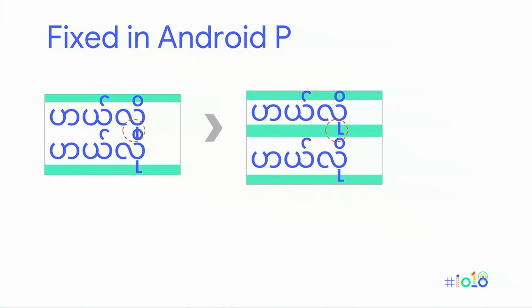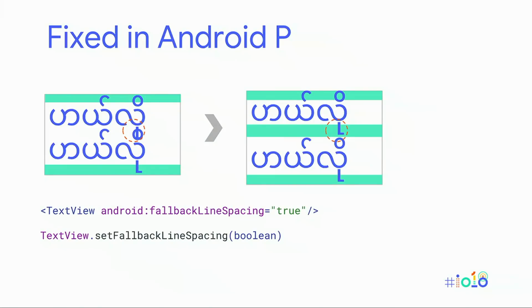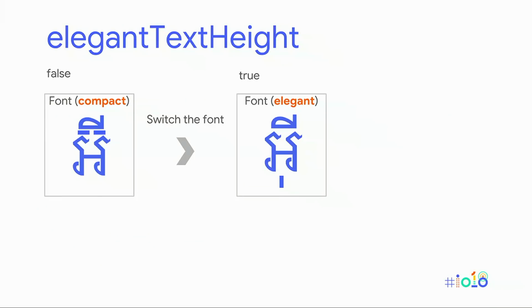On Android P, we fixed this issue. Now, if the system identifies that the lines of text will overlap, it will put extra spacing between the lines and will apply this rule to the whole paragraph. To provide an opt-out option, we added an attribute named fallback line spacing, which is by default turned on.